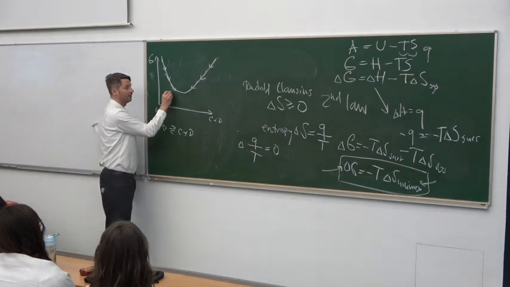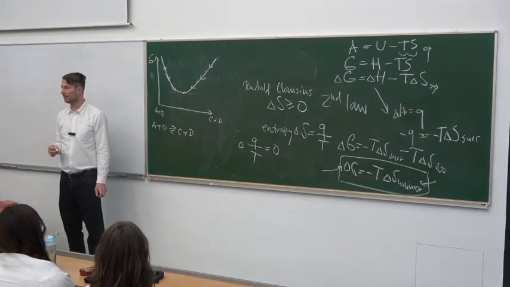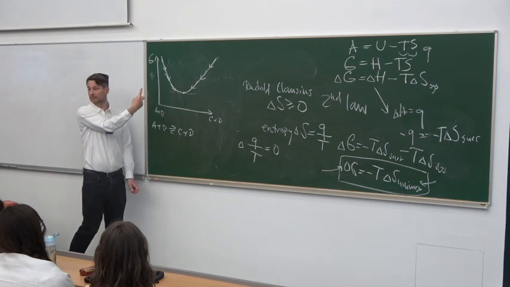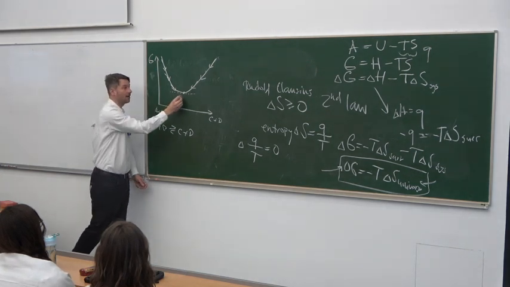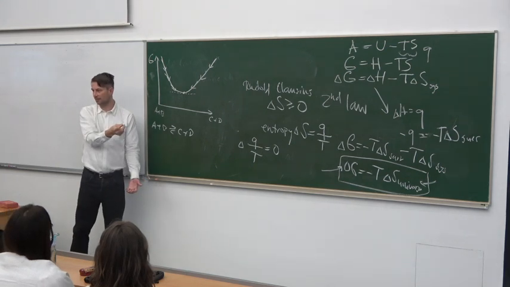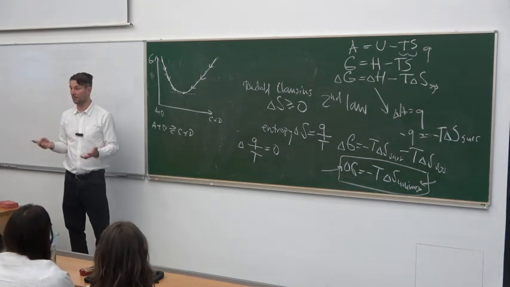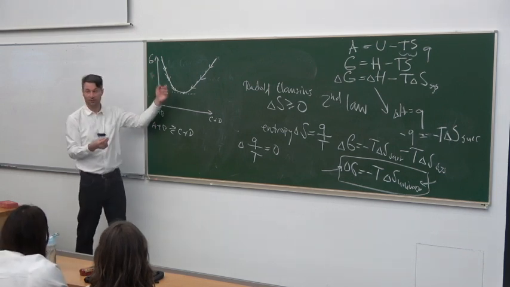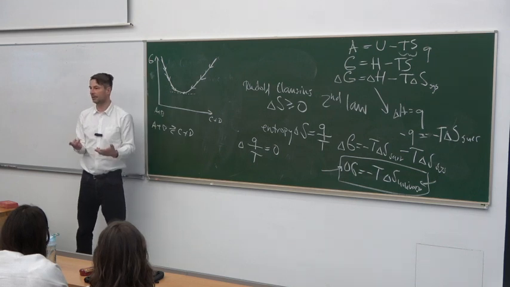In the end, the reaction will get to this point where it will stop, because it cannot go uphill. Here, the change in Gibbs energy is zero, and this is the chemical equilibrium. The reason why the reaction will remain in equilibrium is that it cannot violate the second law of thermodynamics.